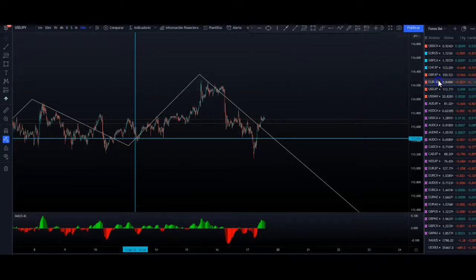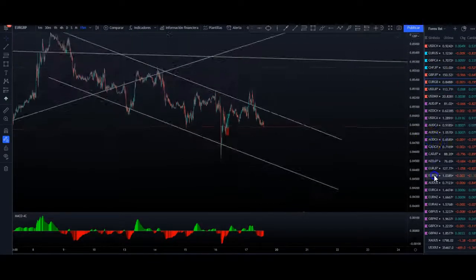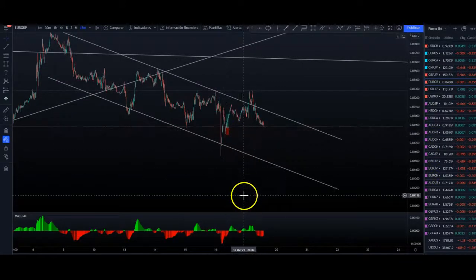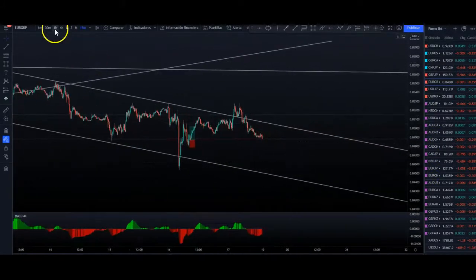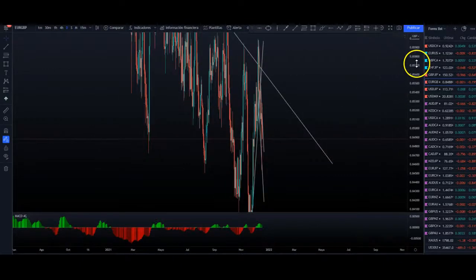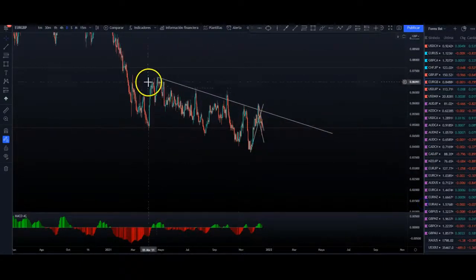USD JPY. Let's look at a couple more. EUR/USD had this nice trade last week. Let's look at the daily. Okay, daily, we have this pattern coming down, and then we had this last swing coming up in the daily. Let's go to 4 hours to see this closer.